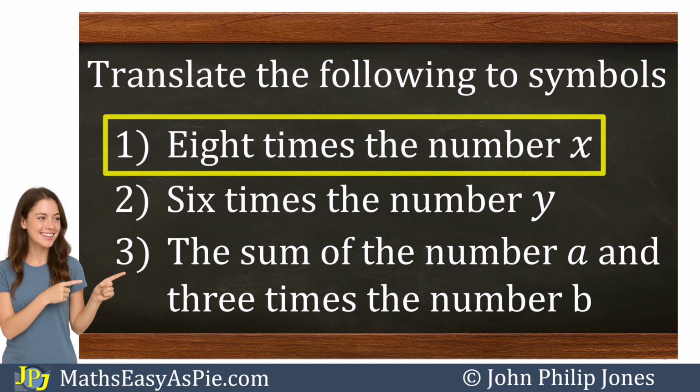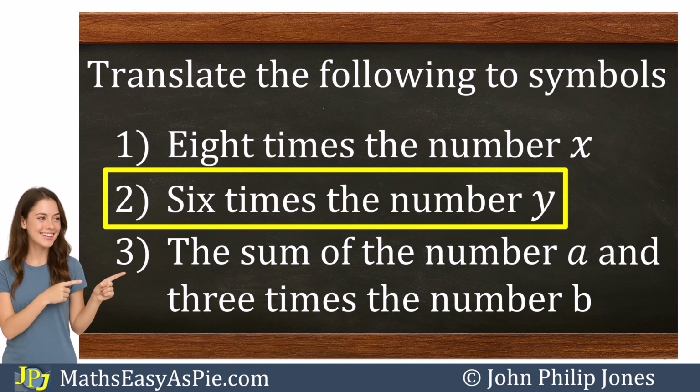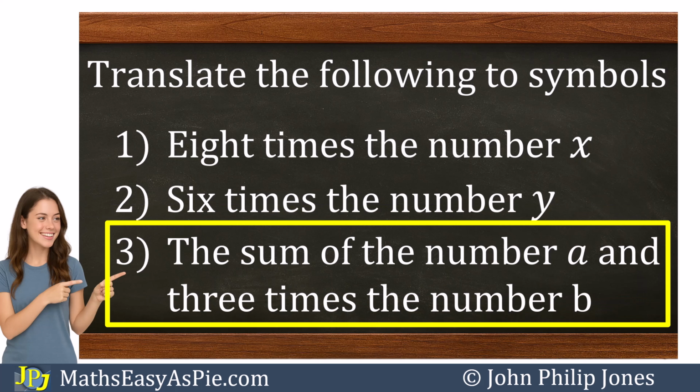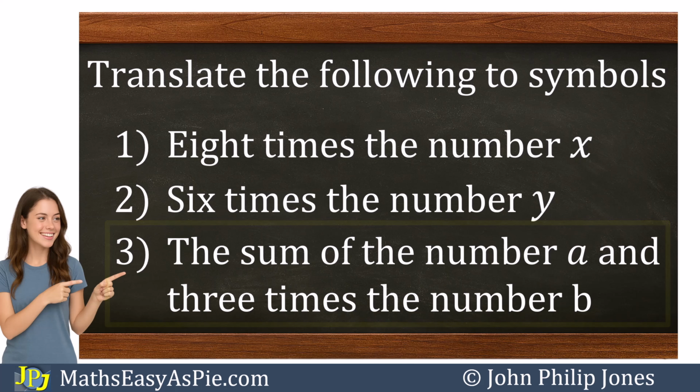1, 8 times the number x. 2, 6 times the number y. 3, the sum of the number a and 3 times the number b. So let's have a look at how we can perform this translation.